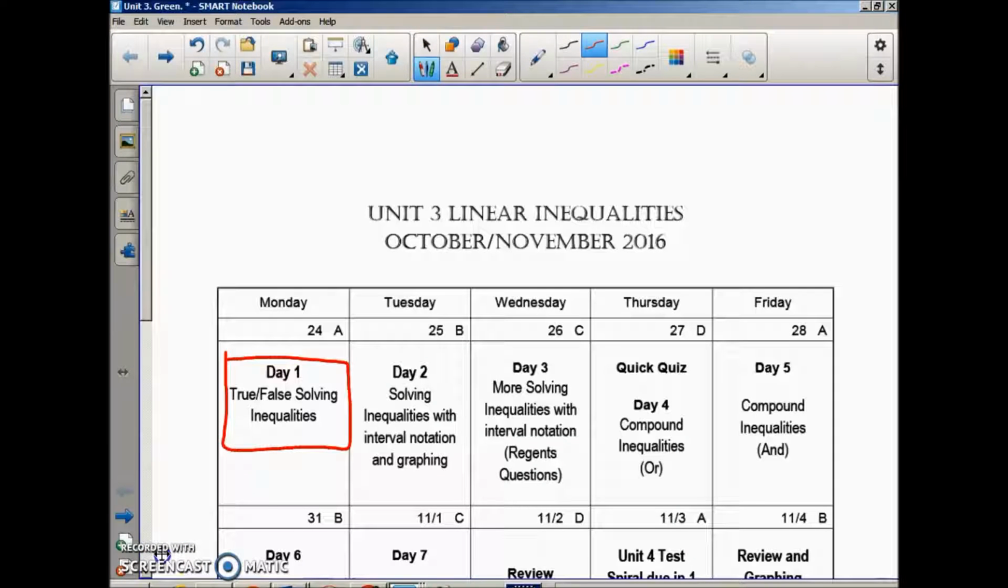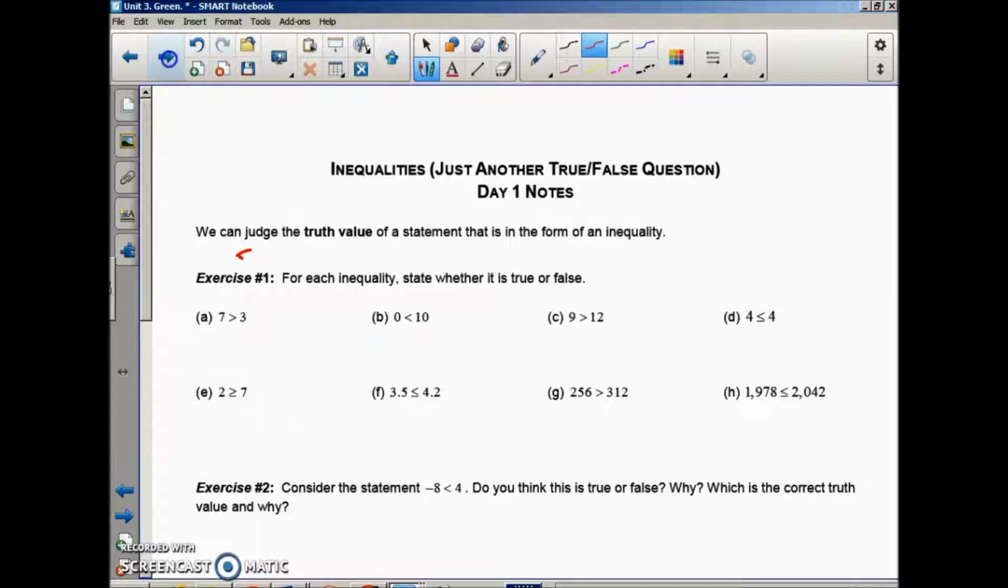All right, guys, so we are working on day 1 from your Unit 3 packet you should have grabbed on the way into class on Friday. What we're going to really be doing is talking about a lot of true-false situations to get a better understanding of what inequalities are and how to solve them, how to talk about their truth value. So we're going to throw a number line up here just to make some sense of this.